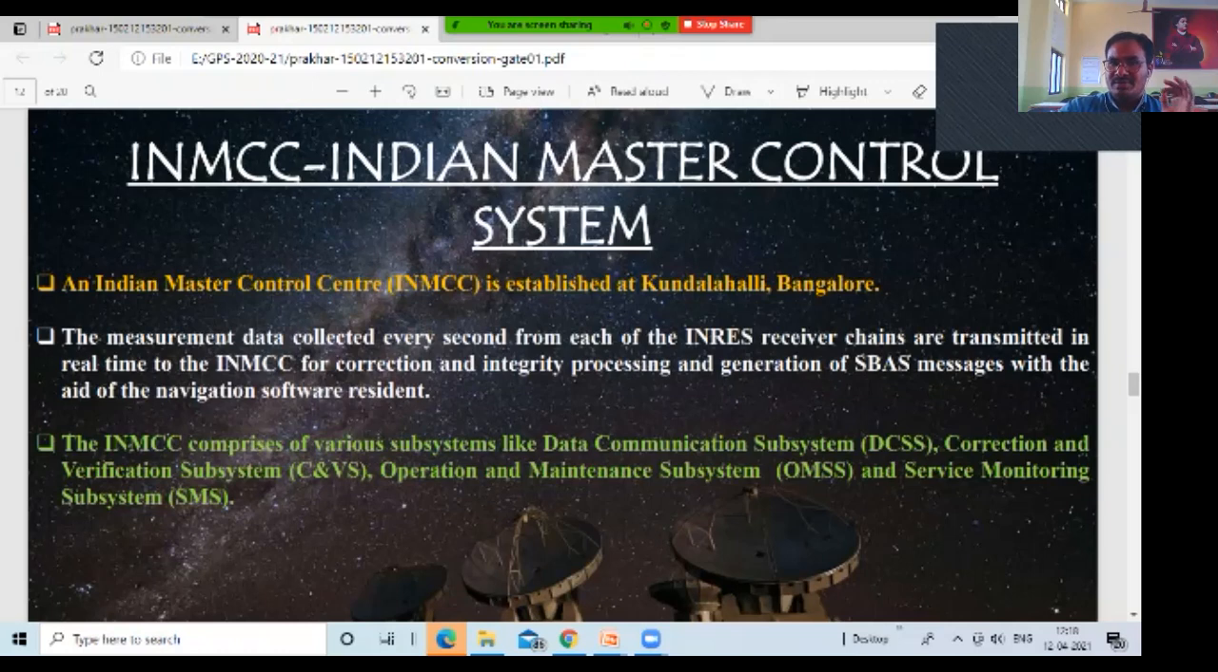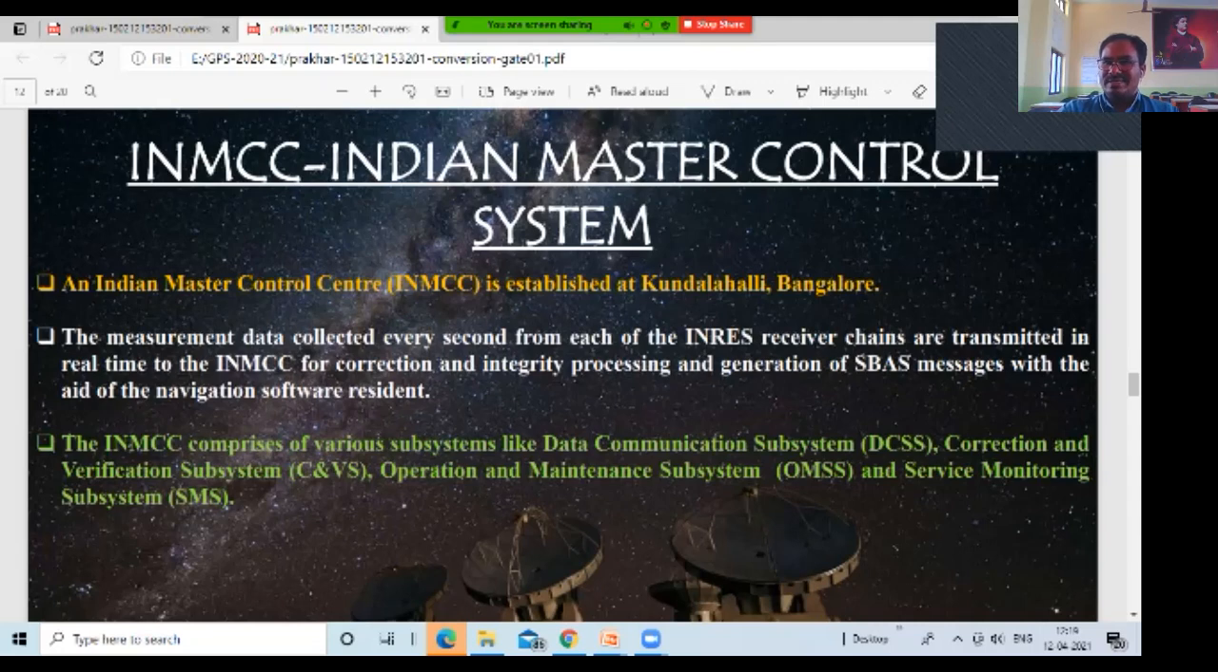And the INMCC, what are the parts of this? It will comprise various subsystems like the data communication subsystem, DCSS. You can write down these points, very, very important. Data communication subsystem, various subparts of the master control system. Correction and verification subsystem, CVS, operation and maintenance subsystem, OMSS, and service monitoring subsystem, SMS.